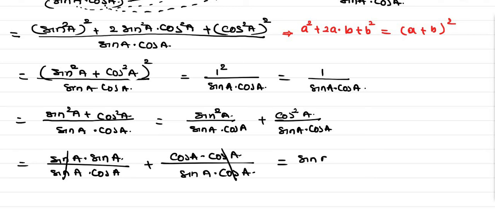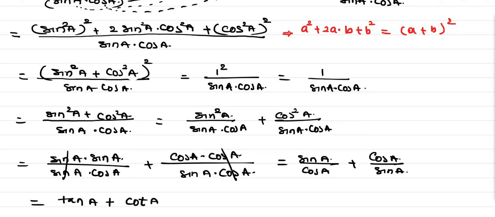So you have sin a upon cos a plus cos a upon sin a. Sin a upon cos a gives us tan a, and cos a upon sin a gives us cot a. This is your RHS.